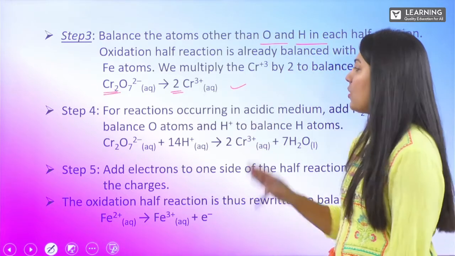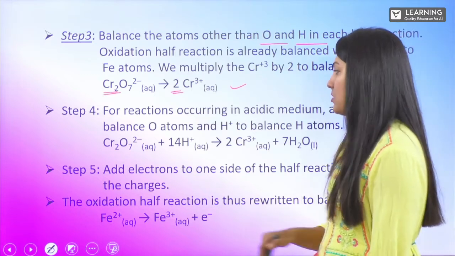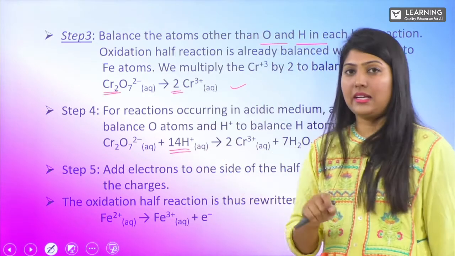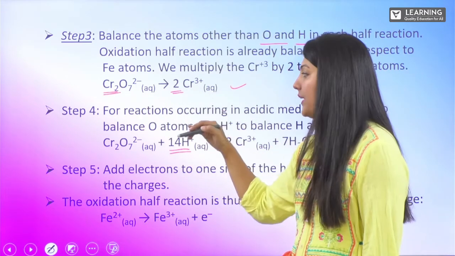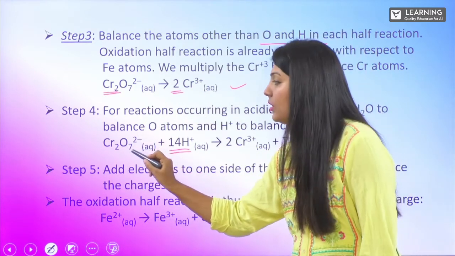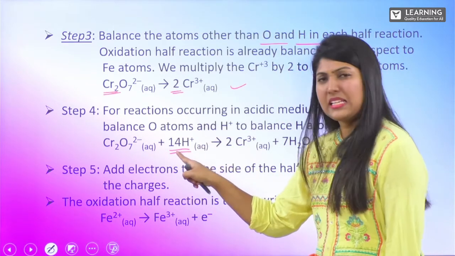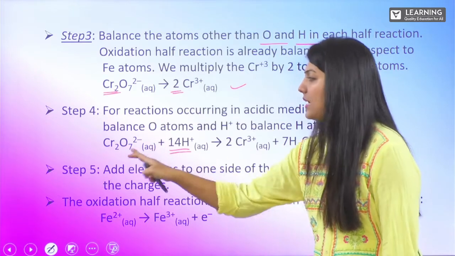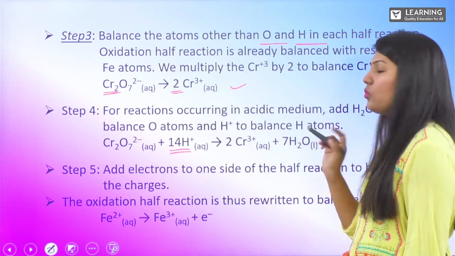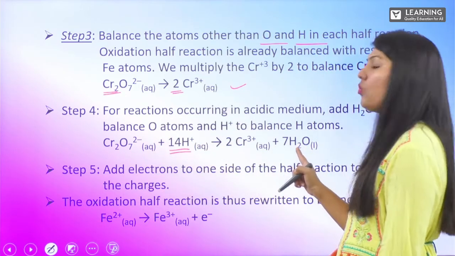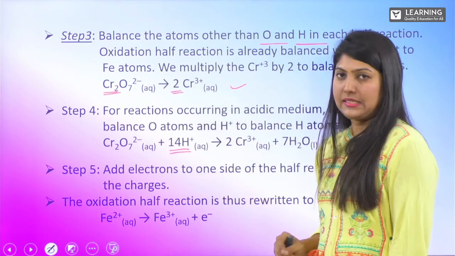Next, for the reaction occurring in acidic medium, we need to add H+ ions. How many H+ ions will you add? How do you know? Here, as I said, chromium has been balanced. Now we need to balance the oxygen, right? We have 7 oxygen atoms. So don't worry about the H+ ions now. Directly, however many oxygen atoms you have, that many water molecules you add, because each water has one oxygen. So if I take 7 water molecules, I'll directly get 7 oxygen balanced, right?